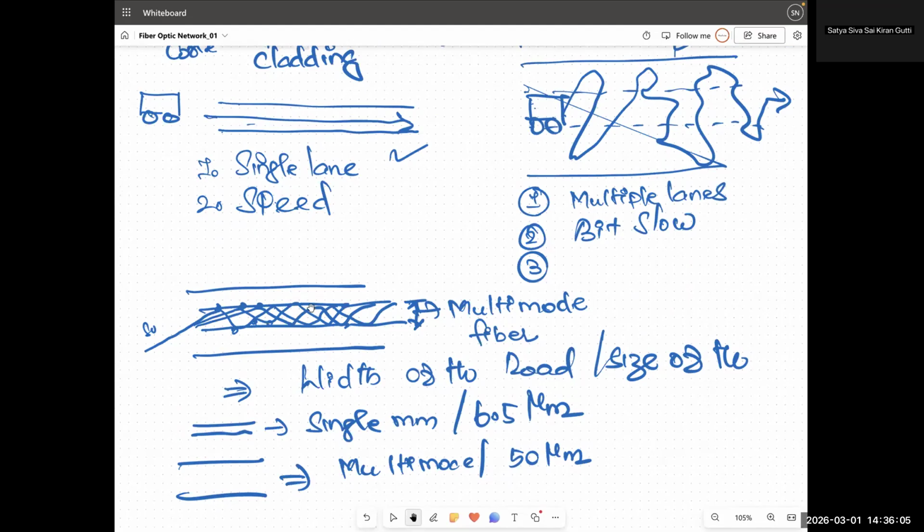Light travels in the core only, not in the cladding. We use cladding to make the light travel only in the core. That is the purpose of the cladding.